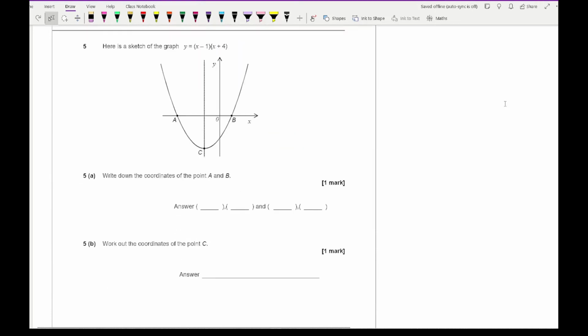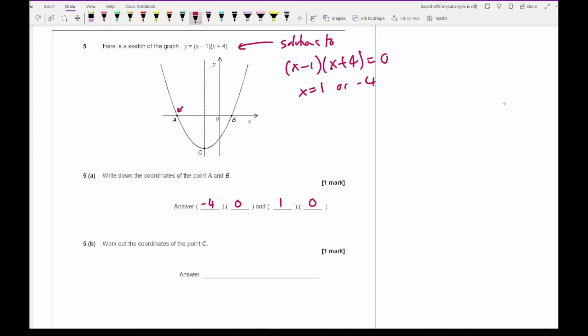Then moving on to question 5, it says here is a sketch of y equals x minus 1, x plus 4. Write down the coordinates of the points A and B. Now A and B are the solutions to x minus 1, x plus 4 equals 0, which is going to be x equals 1 or minus 4. So A is going to be minus 4, and B is going to be at 1, and they both have a y ordinate of 0.